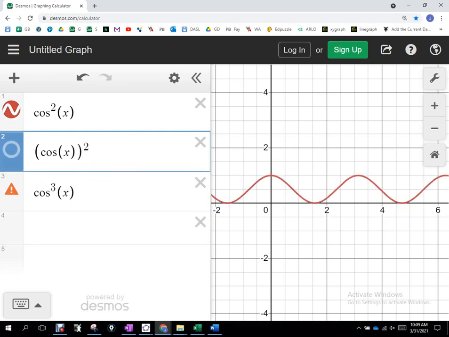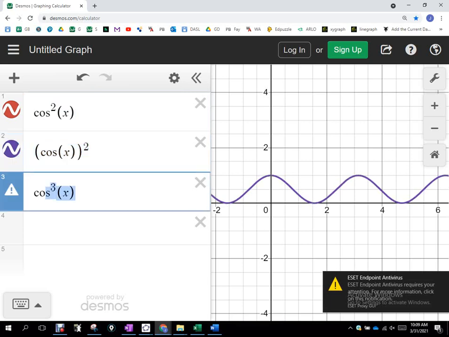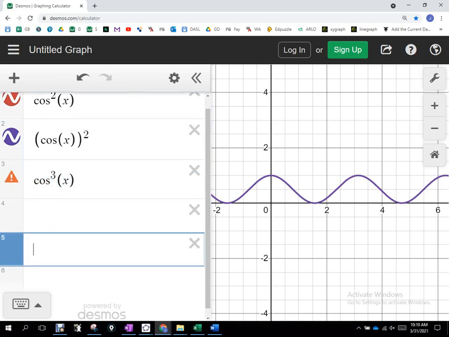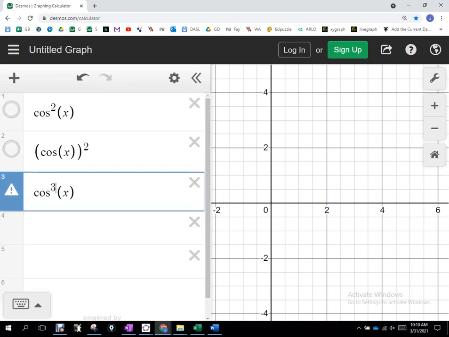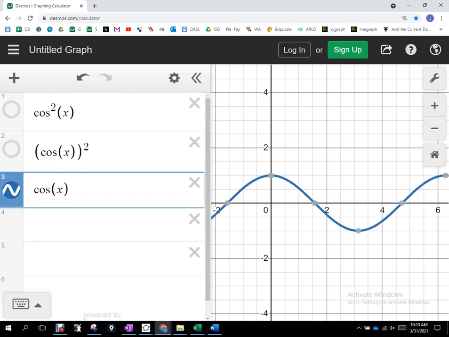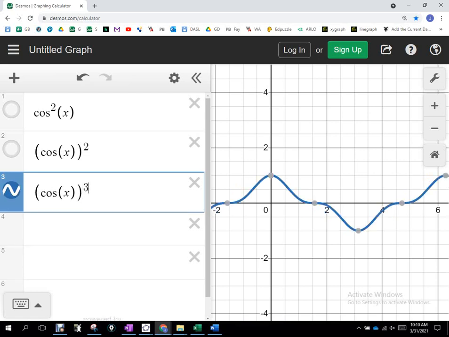Can you see that the graphs are identical? So Desmos knows that when it sees this, it converts it behind the scenes into that. But when it sees this, it gets confused. It is not programmed for you to use higher degrees than 2 there. So if you want to graph cosine cubed, fourth, fifth, whatever, you have to type it in as the quantity cosine of x raised to the third, like that.